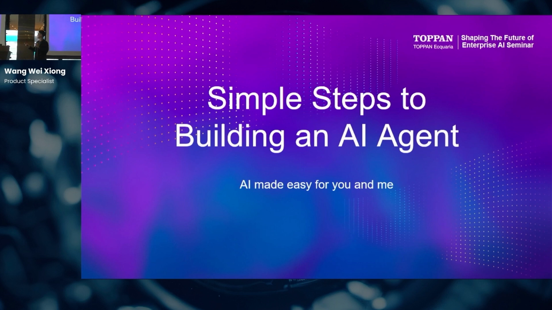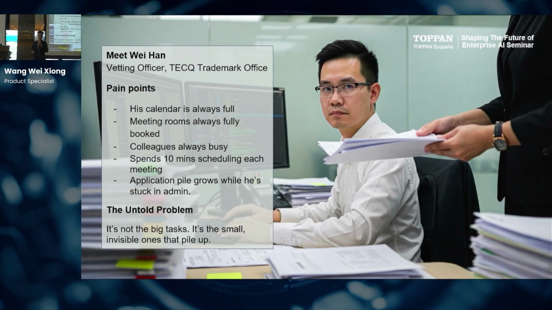But first, let me introduce Wei Han. Wei Han is a smart, diligent officer in the trademark office. I'm pretty sure you all can understand when I say this. In the face of a mountain of tasks, there's always a lot of administrative work like scheduling of meetings, compiling of reports, checking of this and that. But today we are going to solve one problem there, which is scheduling of meetings.